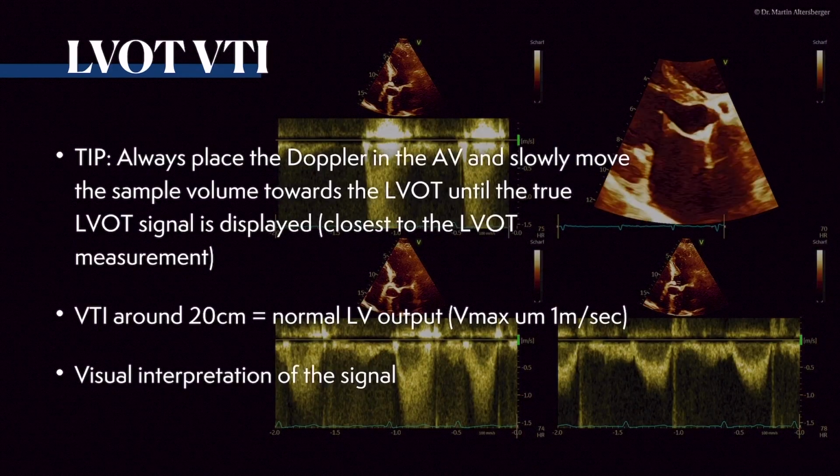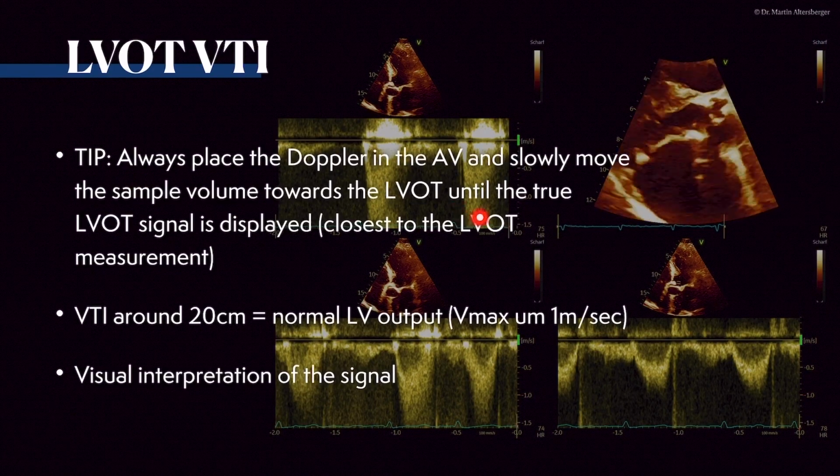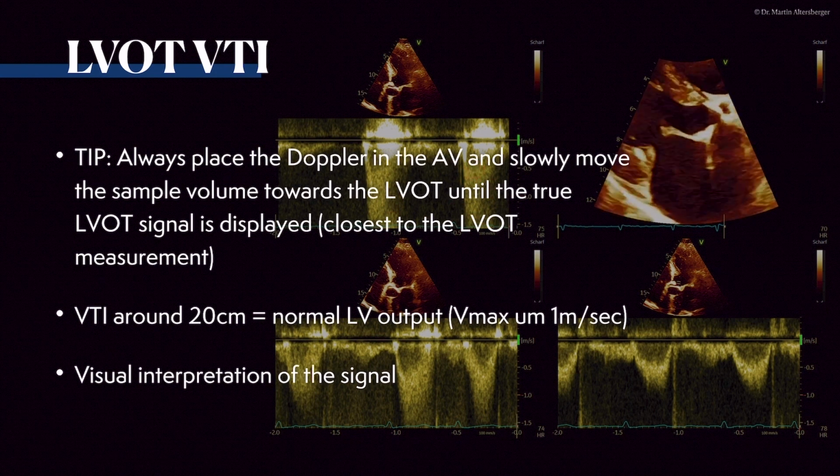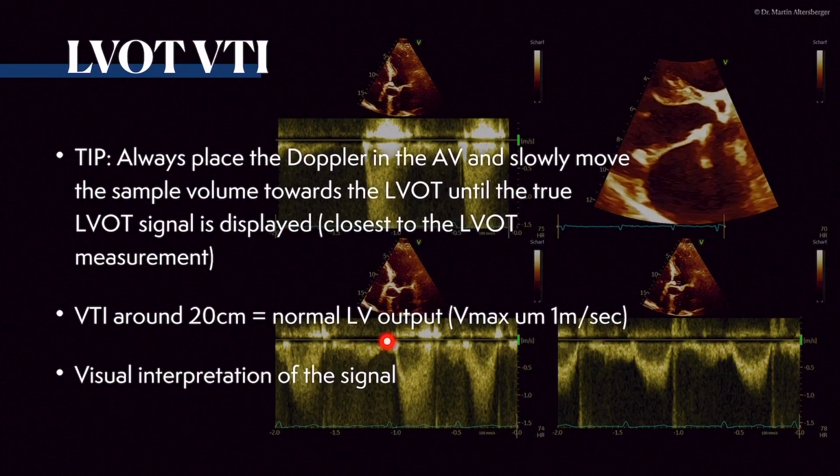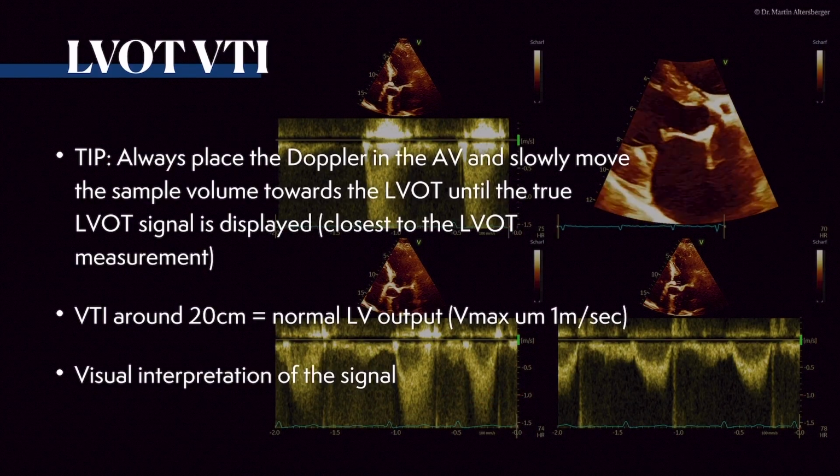Continuing with the LVOT and the VTI, always place the Doppler initially in the aortic valve. You will see a signal which is not displayed very well, but when you move the sample volume slowly backwards until you reach the LVOT, you will truly be in the area where you actually measured the LVOT diameter.